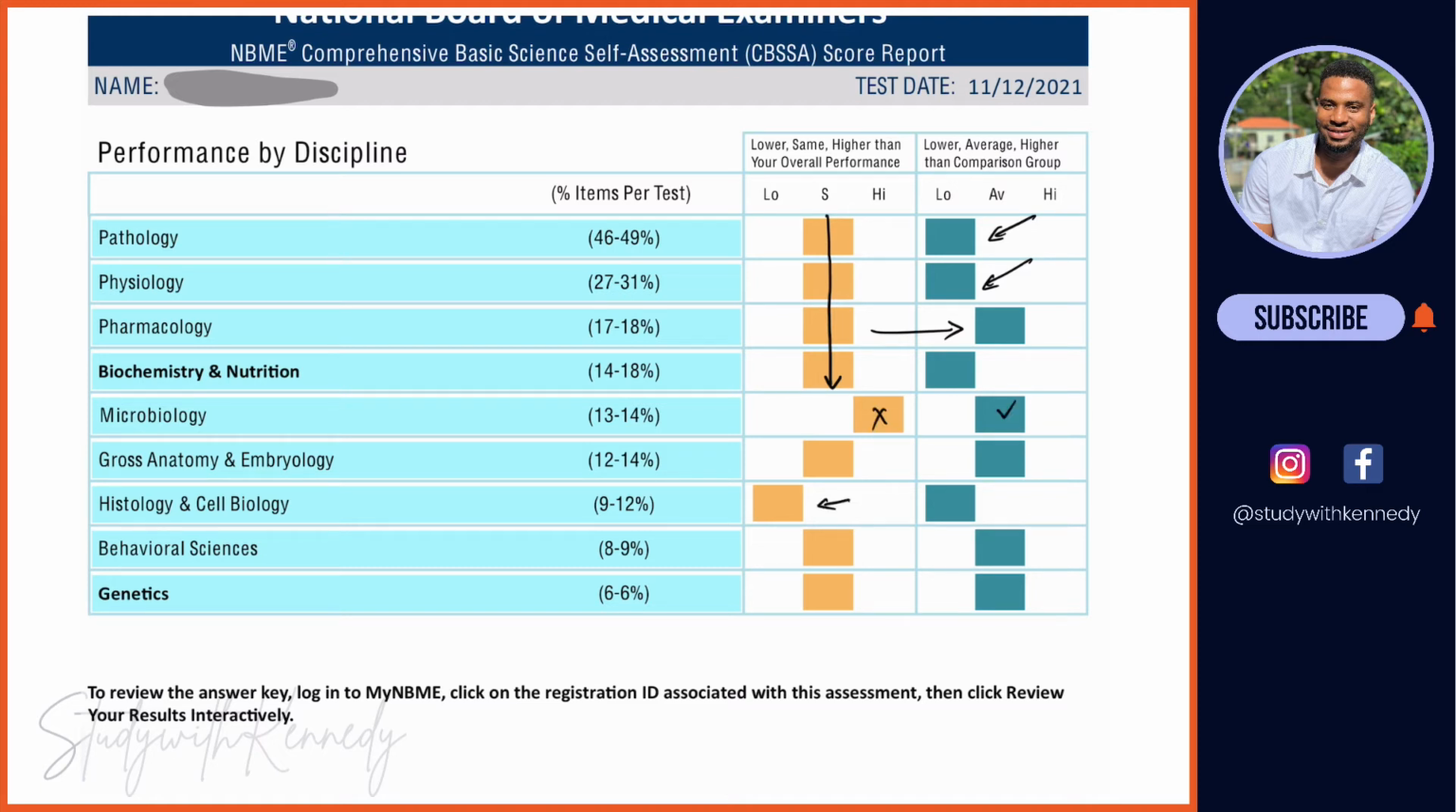This is poor. Histology is poor. I wouldn't stress about histology at all. Once again, as you study the organ systems, you look at the histologies associated with them. Don't go pick up a histology book trying to fix histology. That is the easiest way to waste your time on this exam.